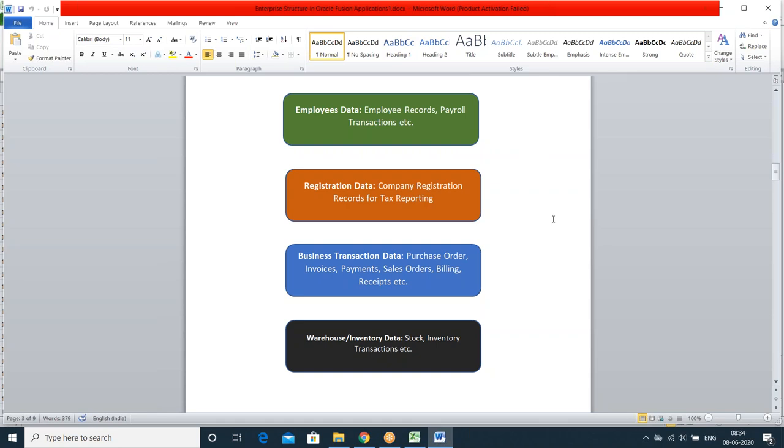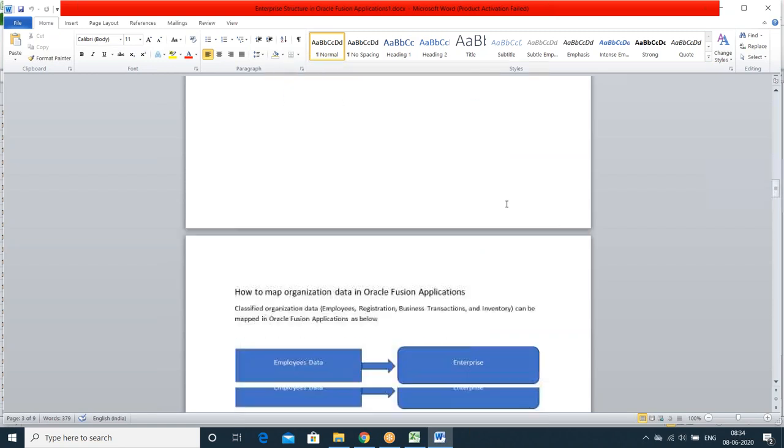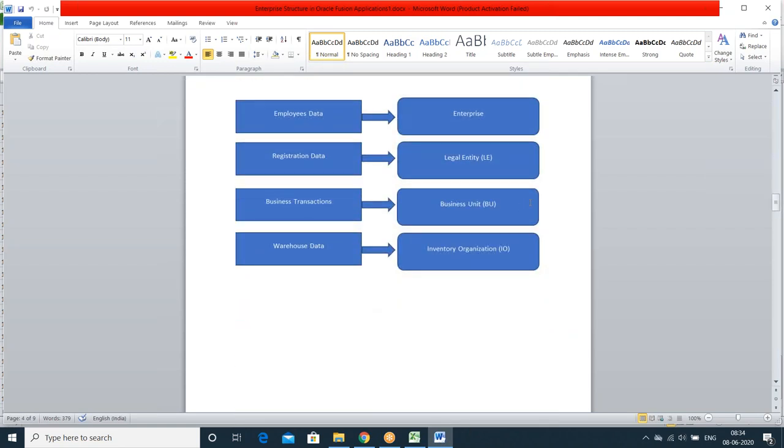Once you do this classification, if you want to maintain the data as per these classifications, we have to create relevant virtual environments in the system. To maintain the employee data, we have to create the enterprise. With the concept called enterprise, we can maintain the employee data. To maintain the registration data, we have to create the legal entity in the system environment. With the legal entity concept, you can maintain the company registration data, and the same you can use for legal reporting also. To record the business transaction, we need a business unit in the system environment. To maintain the warehouse data, we need an inventory organization in the system environment. This is what we have to understand.